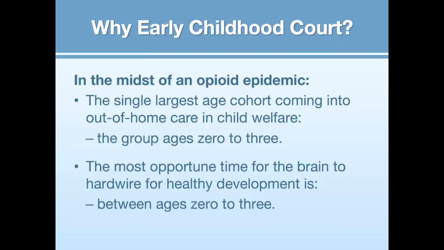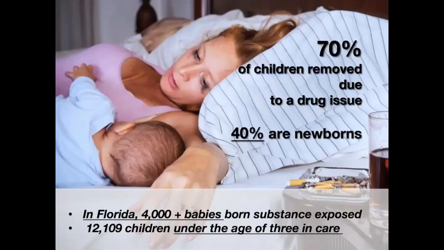Particularly with the opioid epidemic, neonatal exposed babies are the largest group coming into out-of-home care. And we also know it's the most opportune time for brain development, that 90% of the brain is developed by age 5. And so it's such an opportunity to get these kids on the right trajectory. We know that, depending on where you are, but nationally 70% of kids are removed due to a drug issue, and 40% of those are newborns.